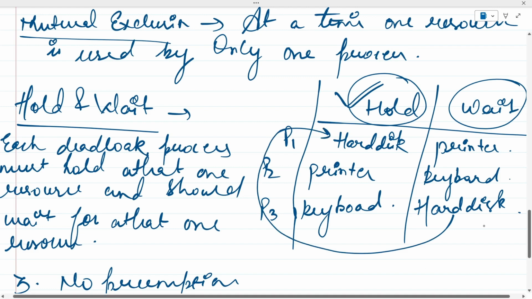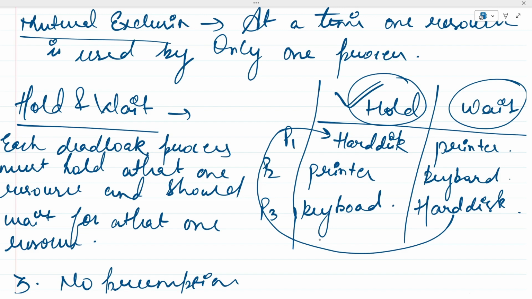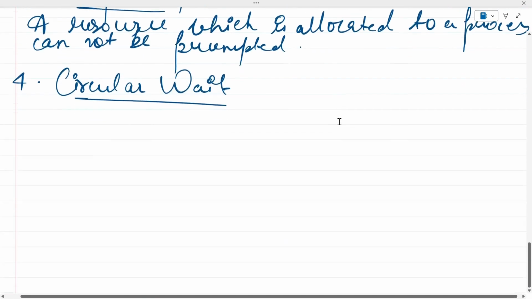P3 cannot get the hard disk because it is allocated to P1, and P1 is not going to leave it. If P1 does not leave, then P3 is not completed. If P3 is not completed, the keyboard is not free, so P2 is also not completed. If P2 is not completed, the printer is not free, so P1 is also not completed. So you can see the cycle is a circular loop. This is what is called circular wait.